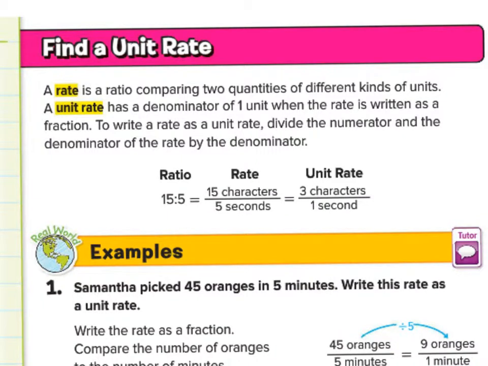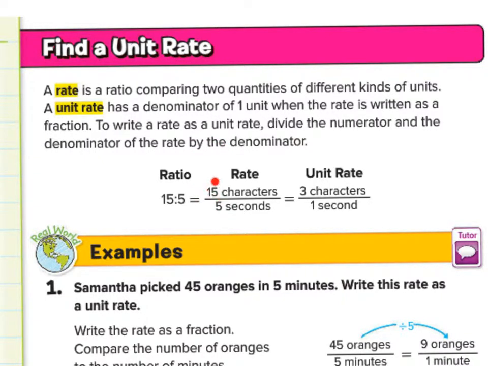As always, please make note of the pink section. This is our key concept. So what are we learning? A rate is a ratio comparing two quantities of different kinds of units. We've mentioned that already. But a unit rate has a denominator of 1 when the rate is written as a fraction. To write a rate as a unit rate, divide the numerator and the denominator of the rate by the denominator. So essentially, you're dividing the top divided by the bottom, and that's how you get to 1.